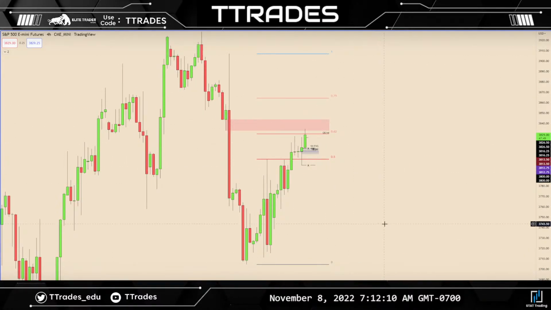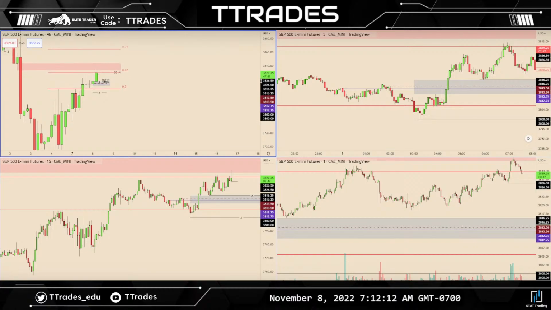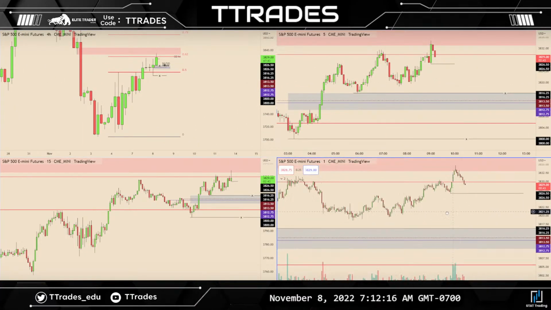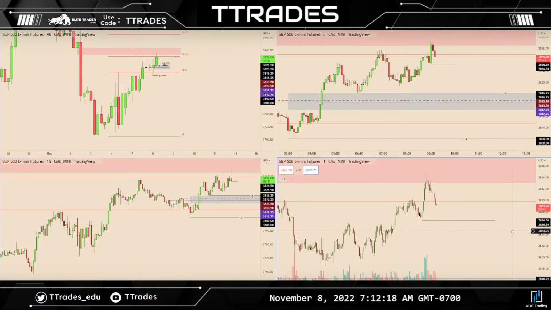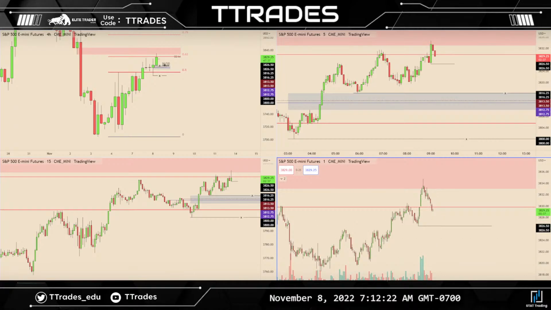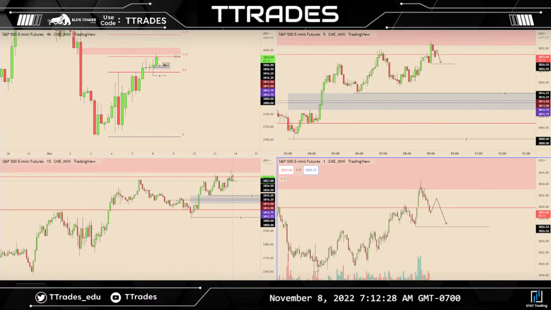Real quick, we're going to go to these lower time frames because we're starting to get a little bit of a move down here. So you can see reach up into that 4 hour order block. Now we're reaching down lower, right? So ideally, we're probably going to get a little pop back up into here, go lower.